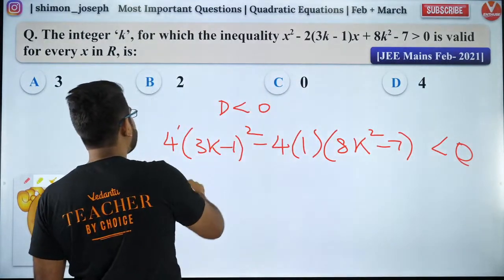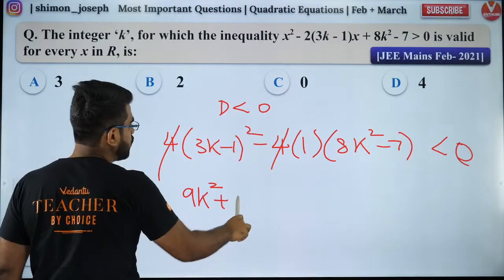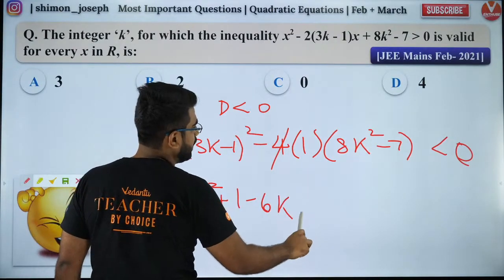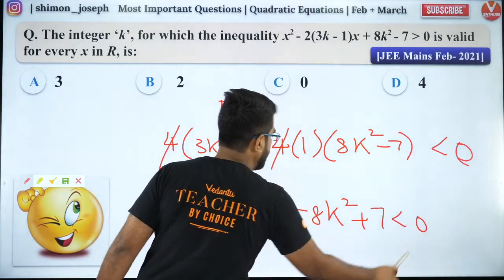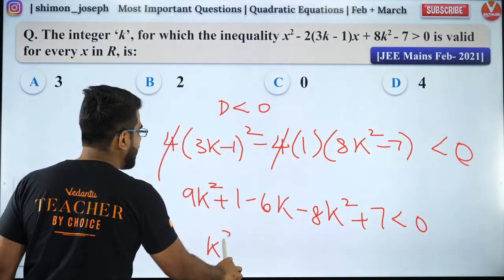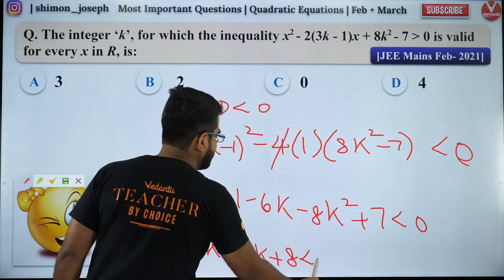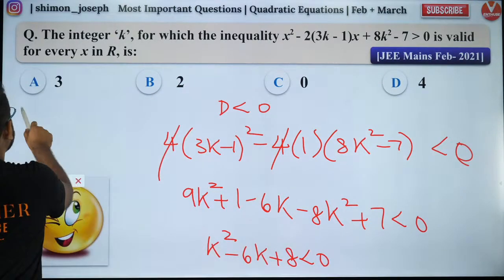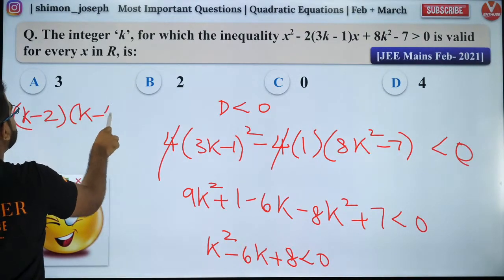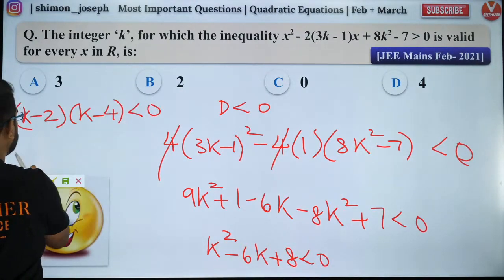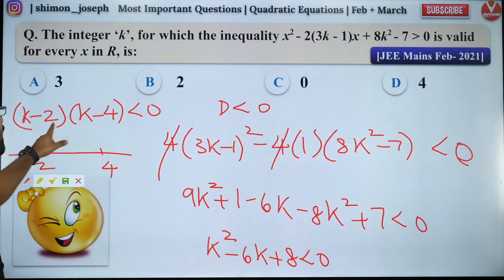Yeah. So now I can cancel 4 and 4. I will get 9k square plus 1 minus 6k minus 8k square plus 7 is less than 0. So I will get k square minus 6k plus 8 is less than 0. So I will get k minus 2 into k minus 4 is less than 0. So k is going to have the roots as 2 and 4.